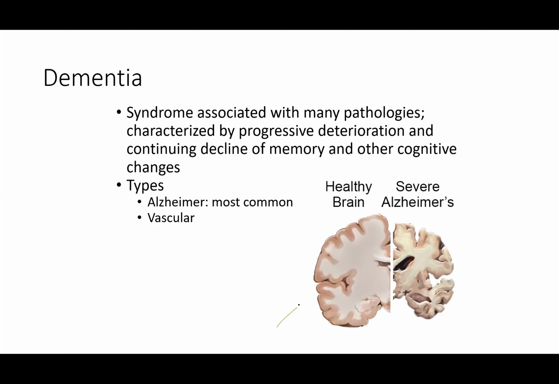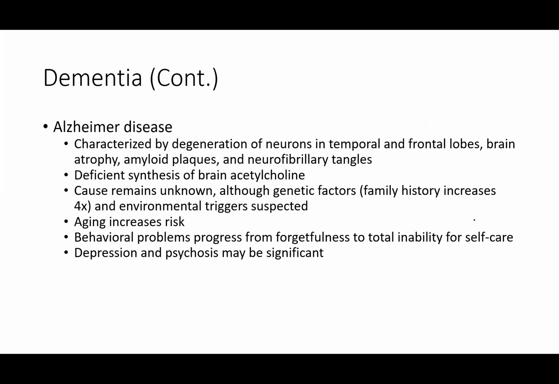Here's an image of a healthy brain. And this is what an advanced Alzheimer's brain would look like with the atrophy. With Alzheimer's, you do have degeneration of the neurons in the temporal lobe, frontal lobe. The brain starts to atrophy.